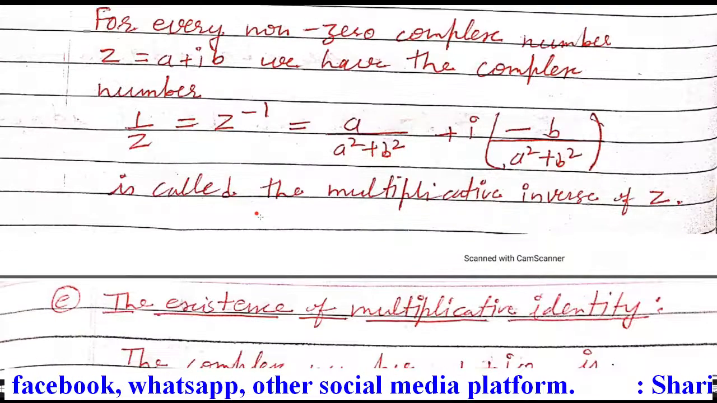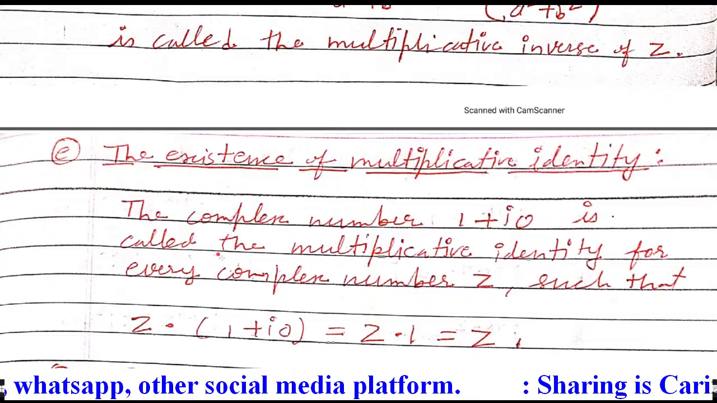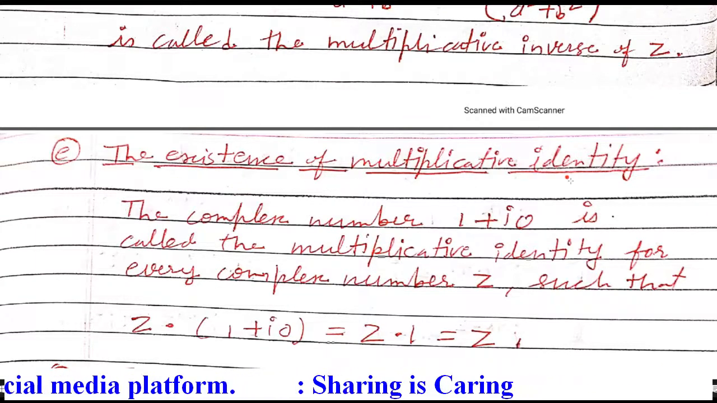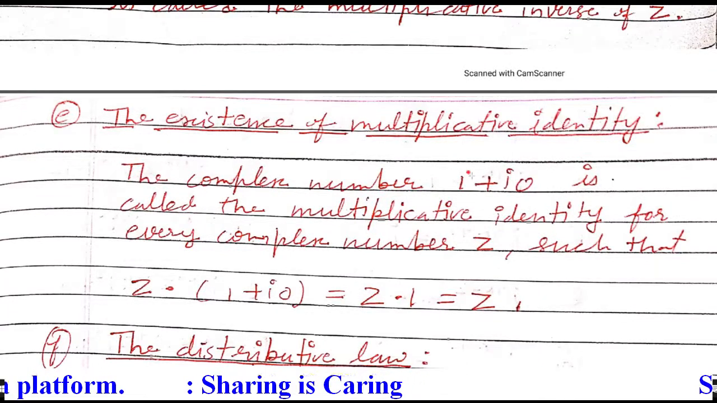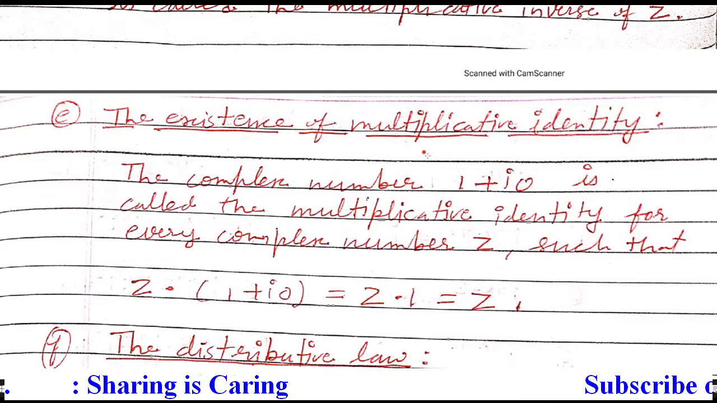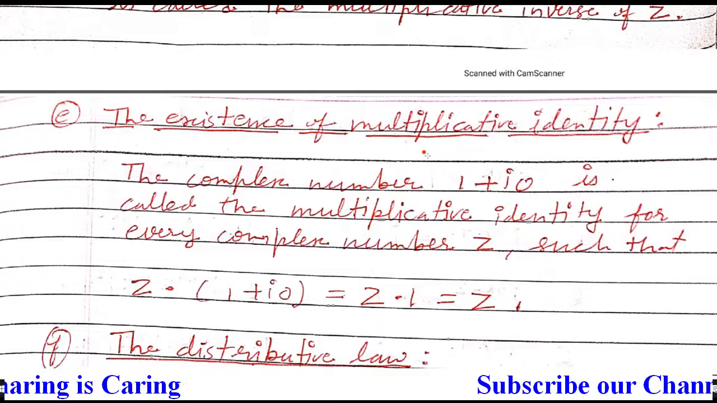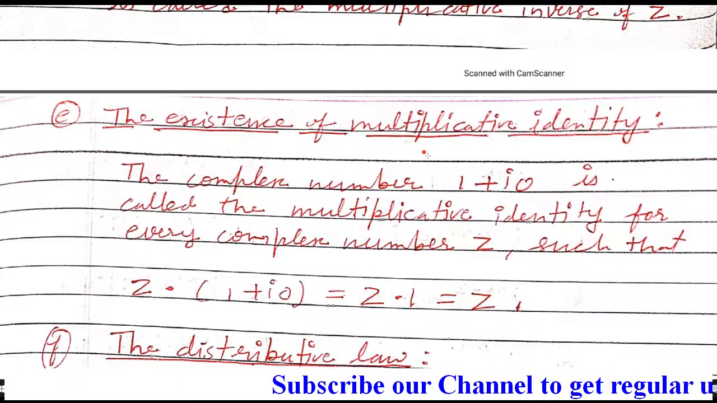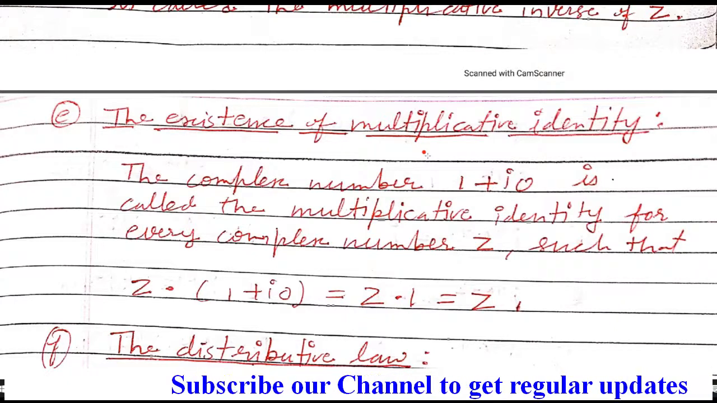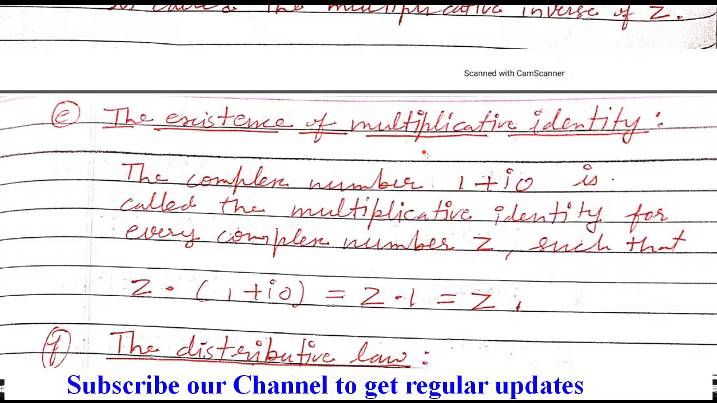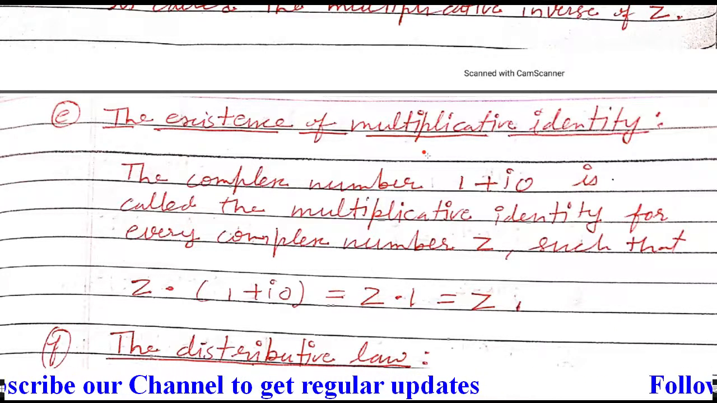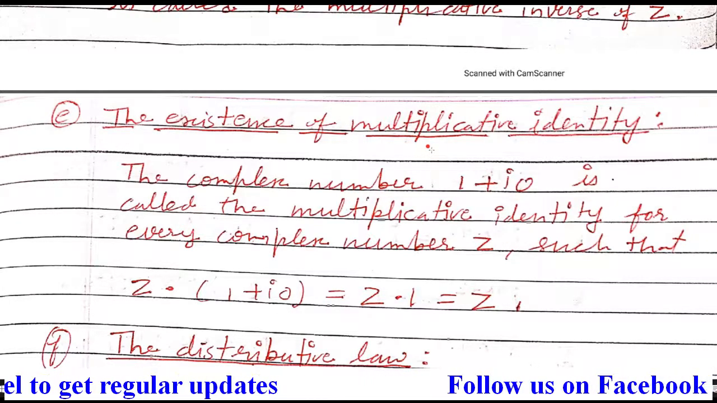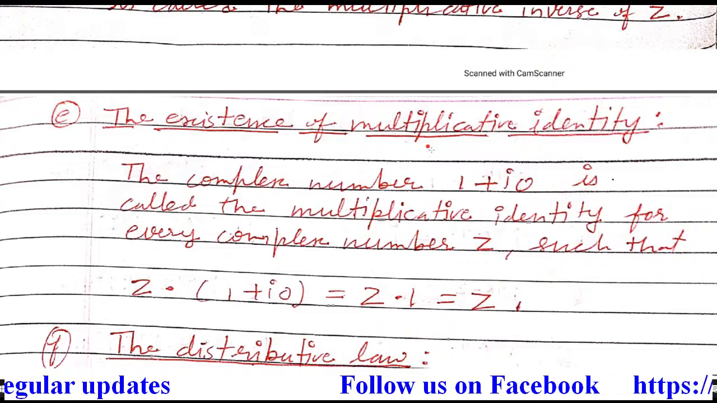And now we'll move to the existence of multiplicative identity. So what is the multiplicative identity in the real numbers? That is 1, because if you multiply any number by 1, we get the same number. Its identity does not change. For example, if you multiply 2 by 1, 2 into 1 is 2. In the same way, if you multiply 3 by 1, 3 into 1 is 3. That's why 1 is the multiplicative identity for the real numbers.